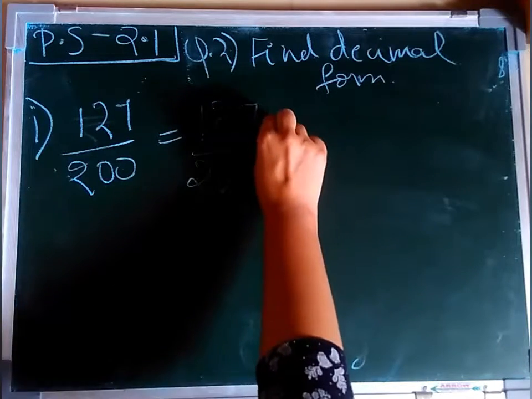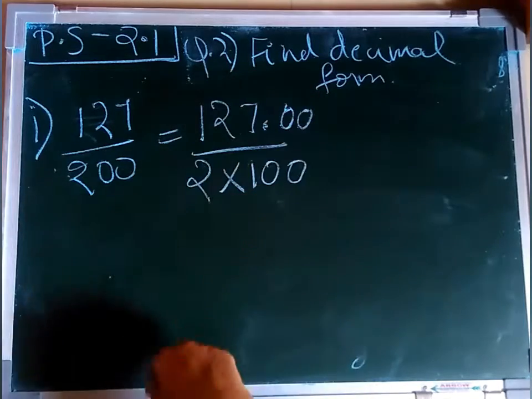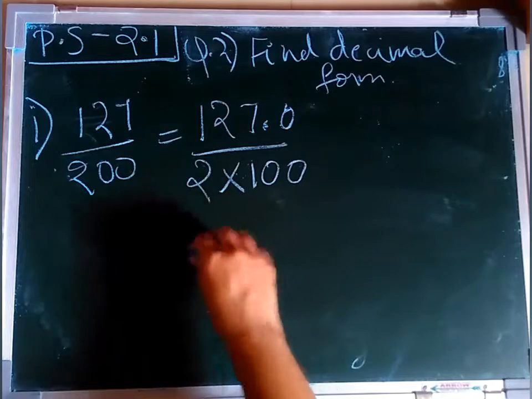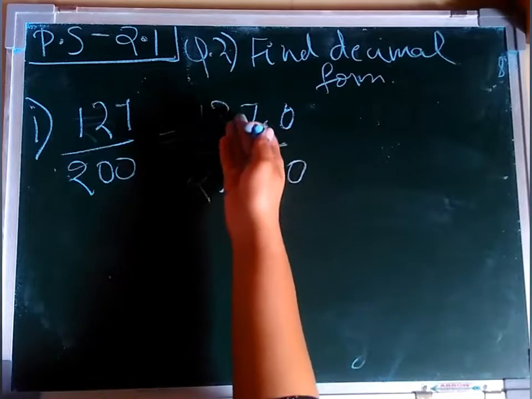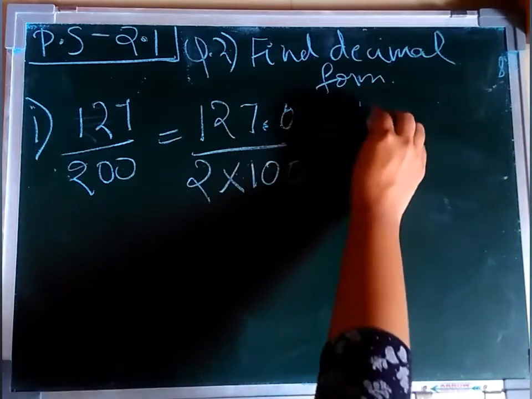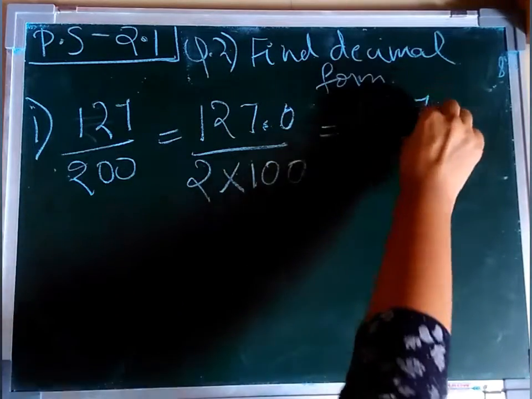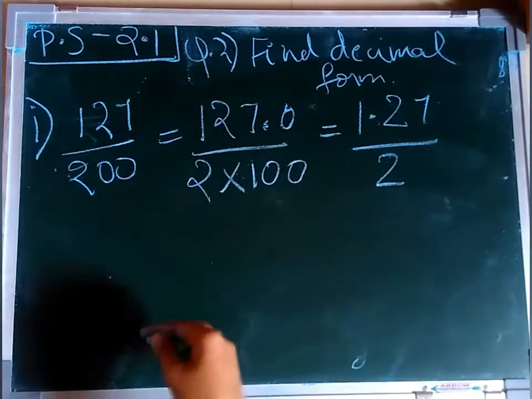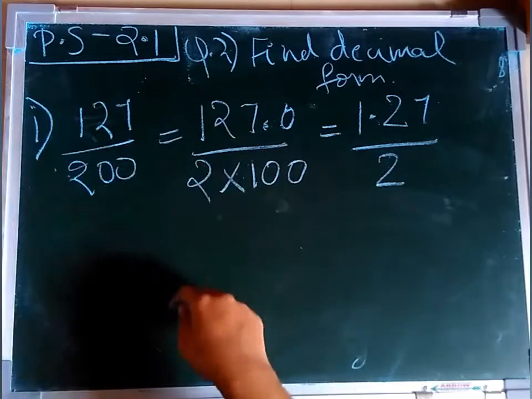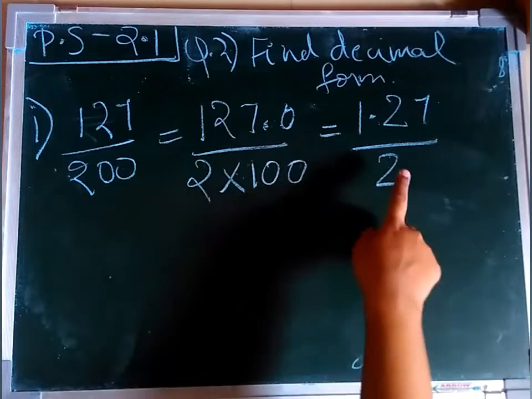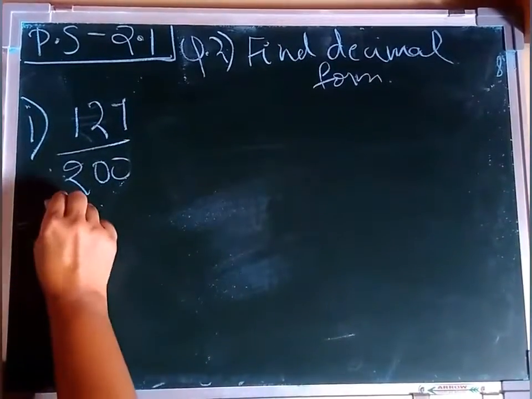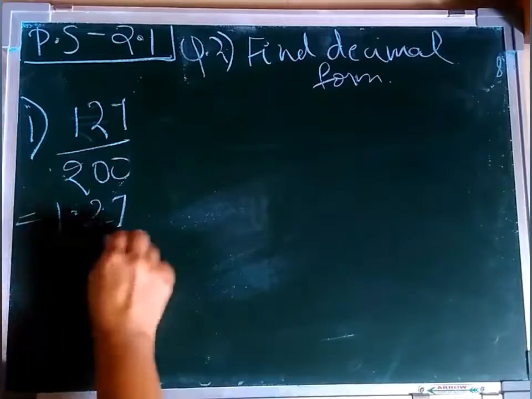Now suppose 127 is the same as 127.0. I have to shift this decimal point twice to the left side. So this is the same as 1.27 divided by 2. The 2 will remain; only the 100 goes. By dividing by 100, I have to shift the decimal point to the left, so the 100 gets cancelled. So this is equal to 1.27 divided by 2.